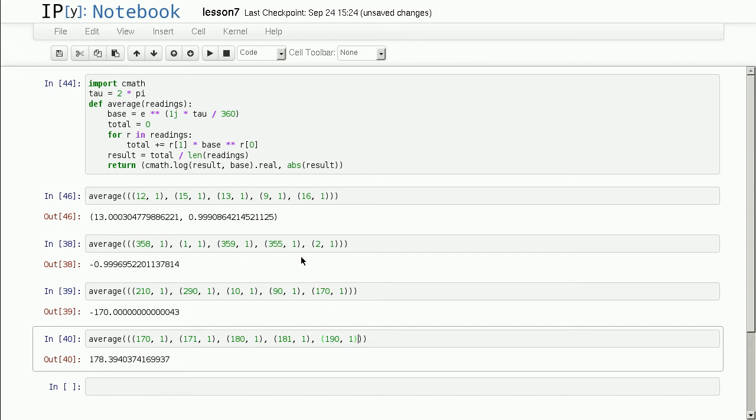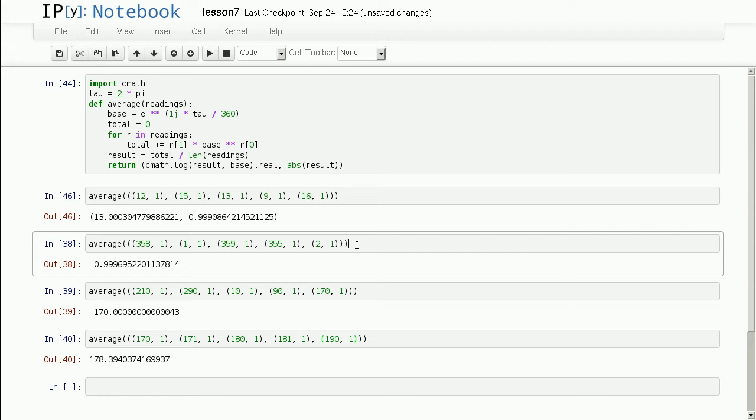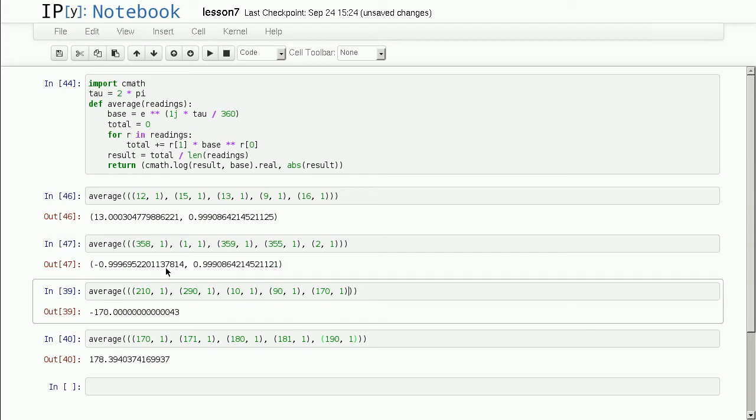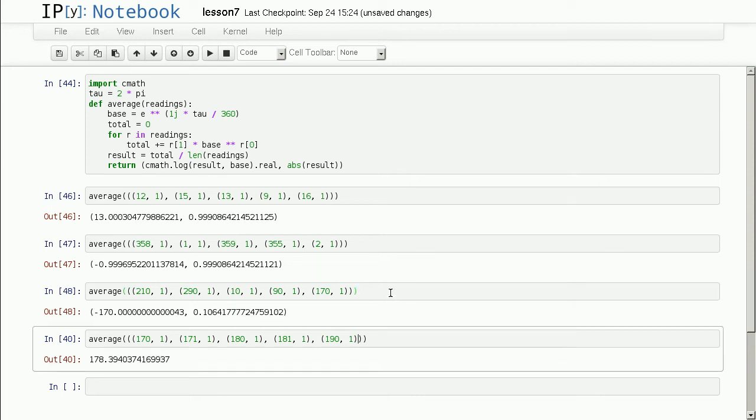Now let's try this new function on all these other inputs. If I take this one, I still get a direction very close to -1, and I get an average speed very close to 1. That makes sense. Now I'll try this third set of inputs. Now I still get the same average direction of -170 degrees, but now look at the average speed. The average speed is very small. It's only about 1/10 of a unit of speed.